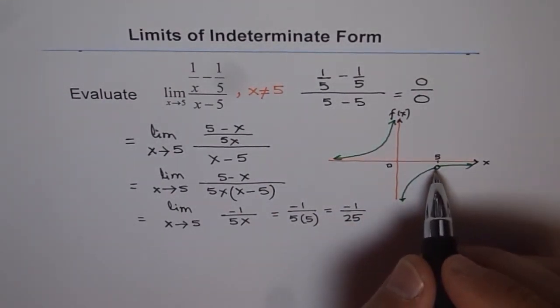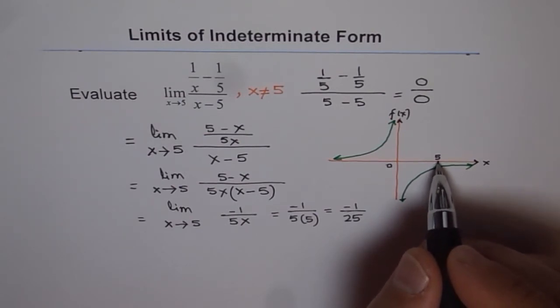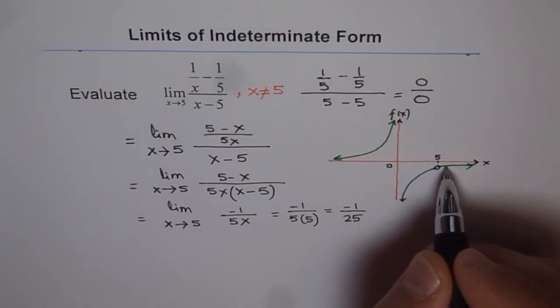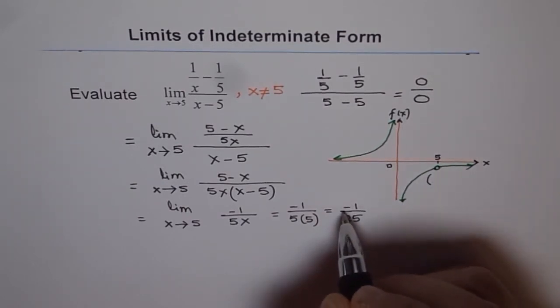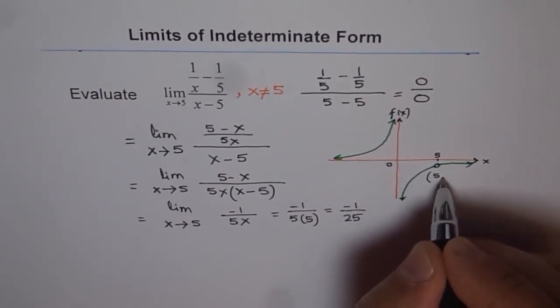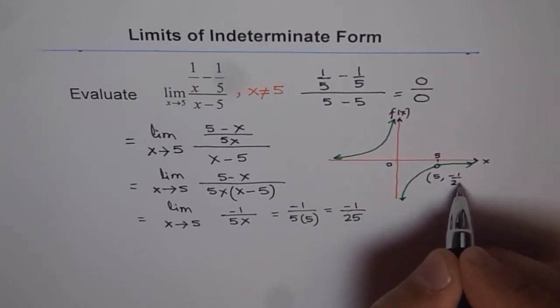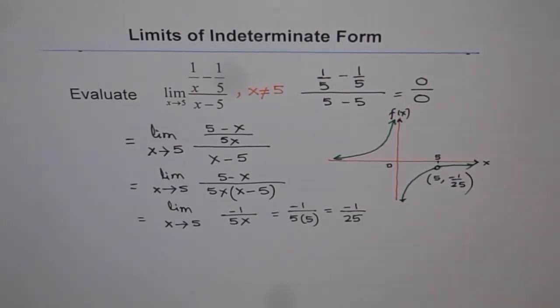But you can see very clearly, as you approach 5 from both the left side and the right side, you approach a value which is −1/25. So this hole is at −1/25. So that is what you get. And I hope with this example you understand and appreciate how we try to find the limit of a function which is not defined at the limiting point, right? And also you appreciate how an indeterminate form can be simplified and then we can find the limiting value, correct? Thank you.